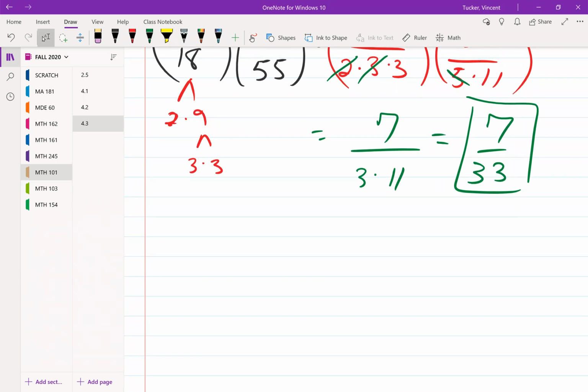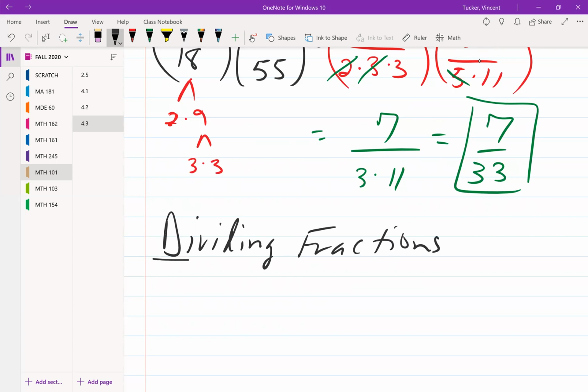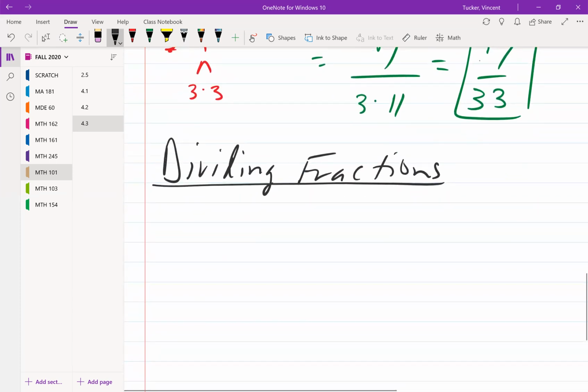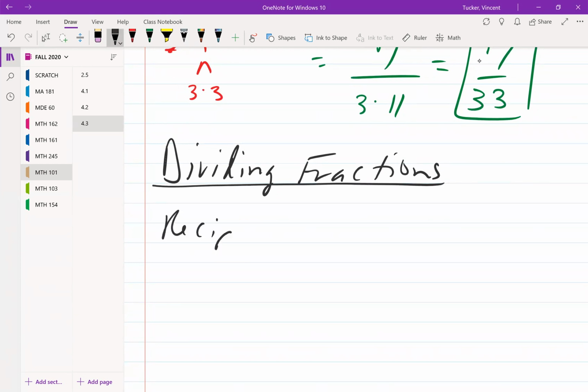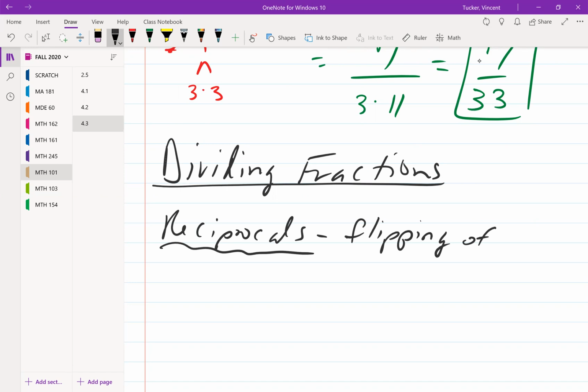All right. So let's look at division. Before we do that, they do mention reciprocals. And that's just the flipping of the fraction.